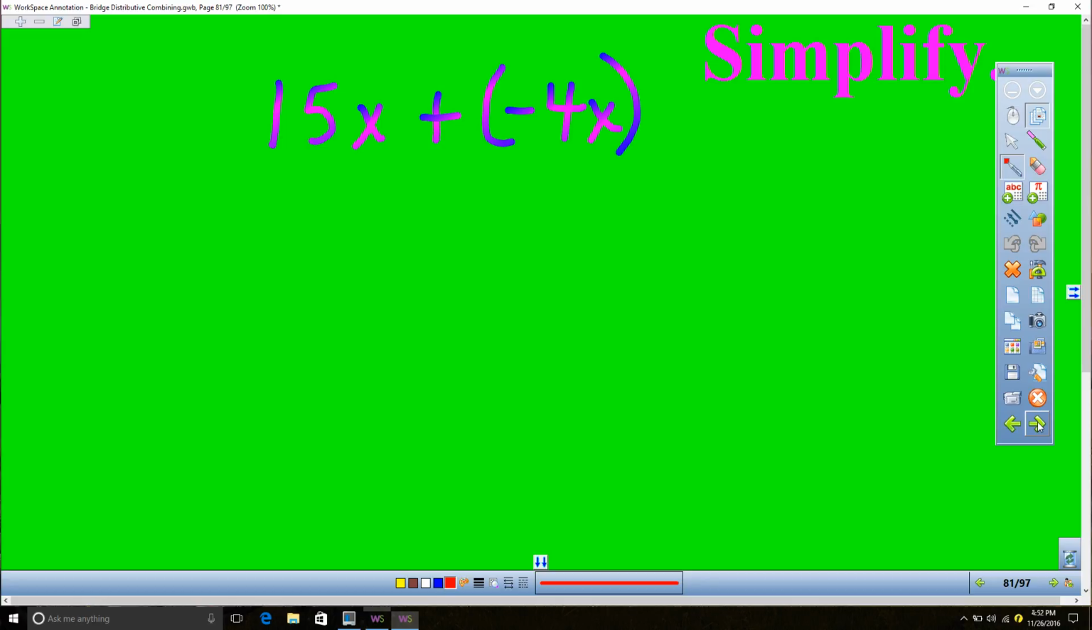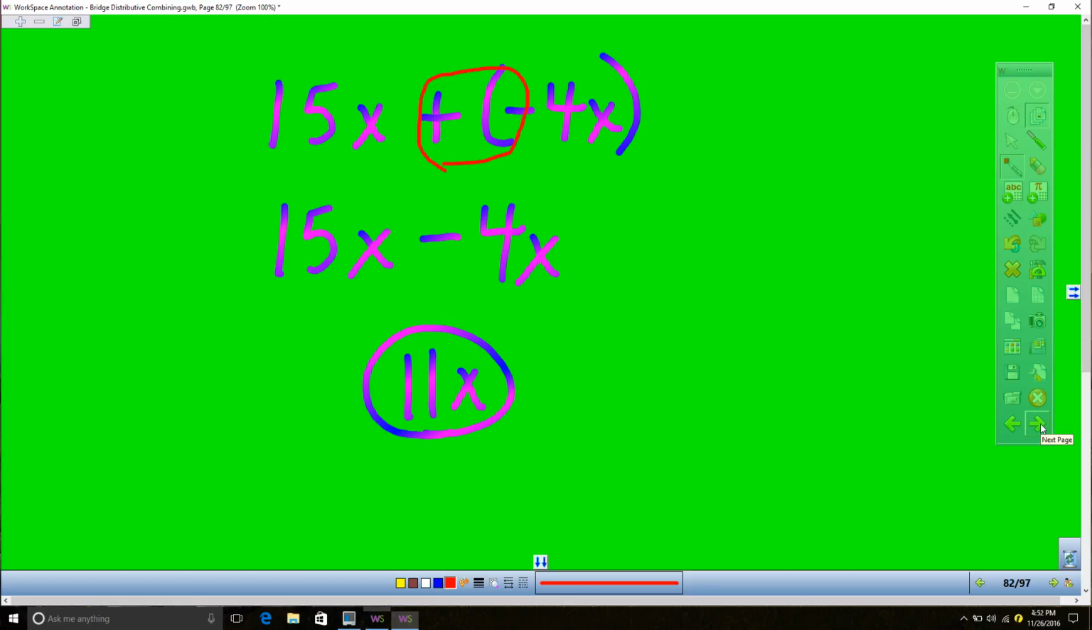So notice here, if I ask you to simplify, notice the 15x, the 15 is positive, but notice that the 4x has two signs in front of it, a positive and a negative. So let's use our multiplication rules to simplify. Since there's only one negative, I'm going to replace both of these signs with a negative sign because 1 is an odd number. And then I can combine like terms. They're both x terms, so I can add 15 to negative 4 and get 11x.